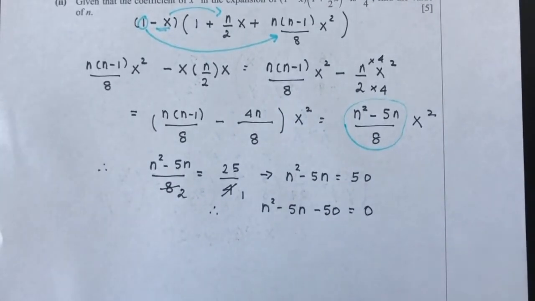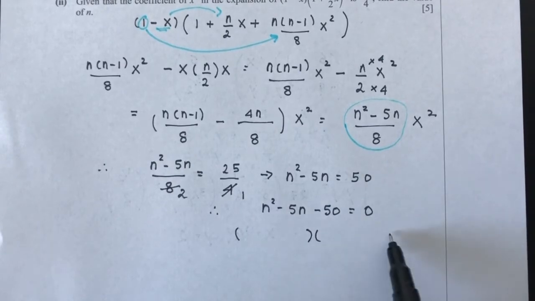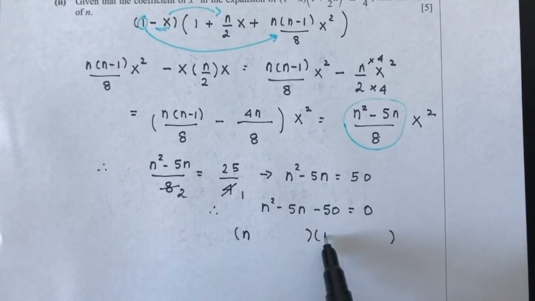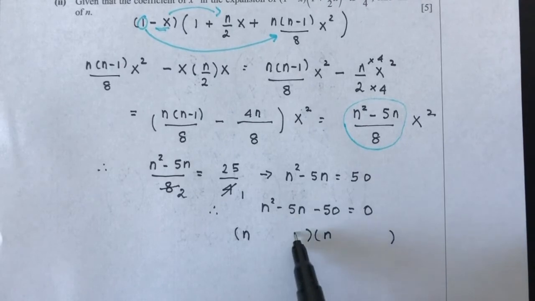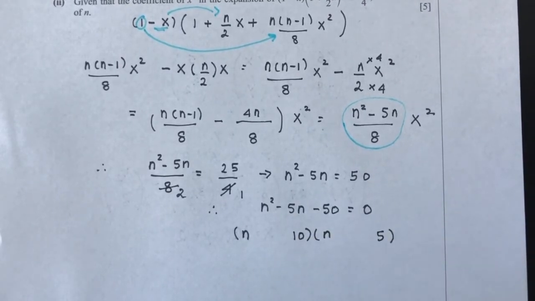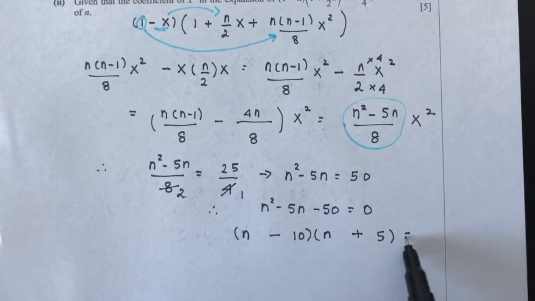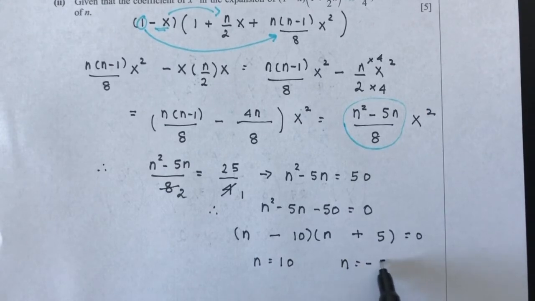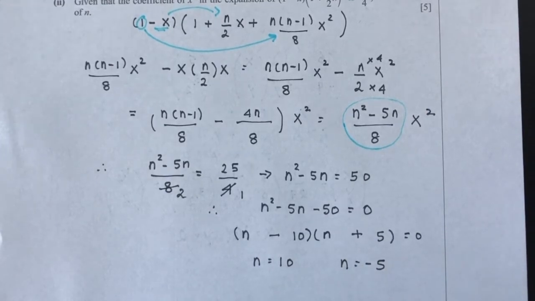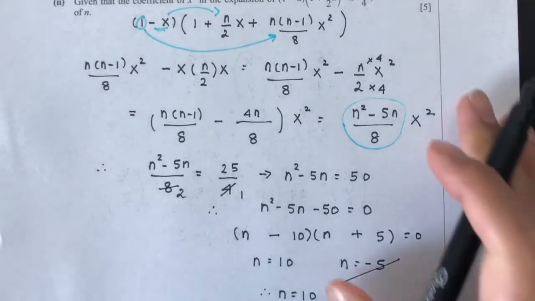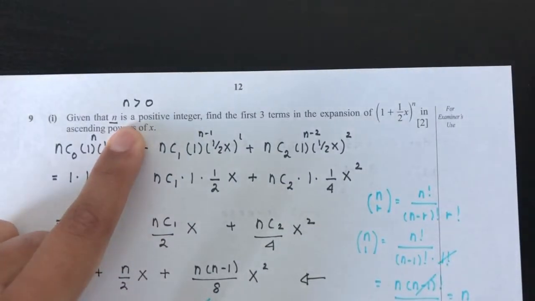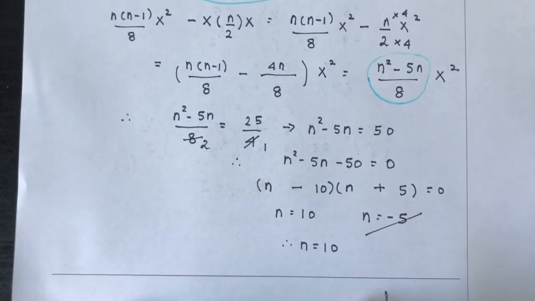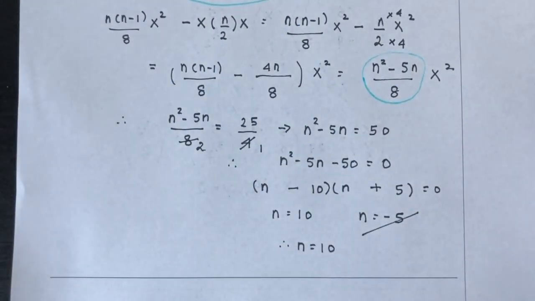Now we can factorize. What are the factors of 50? We know it is 5 times 10. So we can choose 10, 5. To get minus 5, we have to use minus 10 and plus 5. So your answer, n can be 10 or n can be minus 5, but since n is given to be positive, n can only be 10. This one will be rejected. It tells you here n has to be a positive integer. That's why you choose n to be 10. That is your question number 9.